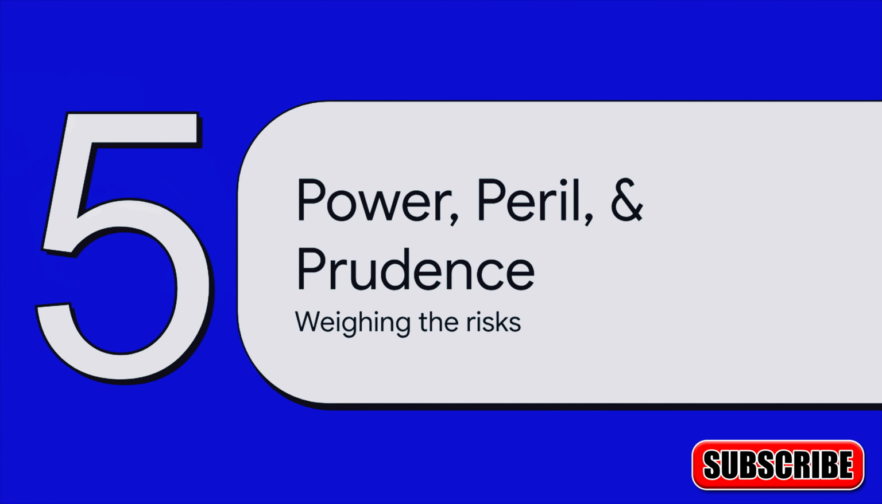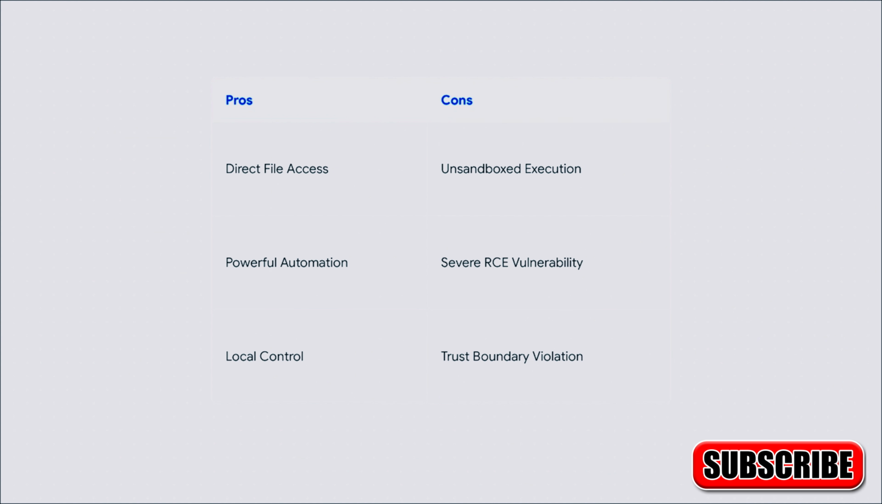So where does that leave us? Let's bring it all together. We've got this incredible power on one side and this terrifying peril on the other. How are we supposed to think about this? I mean, you look at the pros column, and it's tempting. Direct file access, powerful automation, that sounds amazing. But then you look at the cons, and wow, it's unsandboxed, running with full privileges, there's a critical, unpatched vulnerability, and it fundamentally breaks the trust between safe and dangerous tools. The risk side of the scale is incredibly heavy.